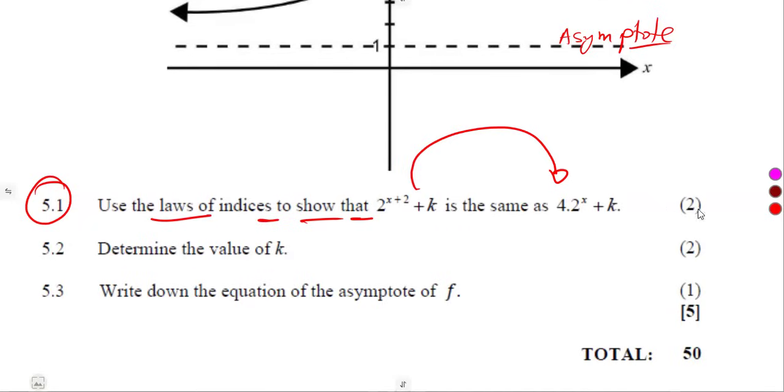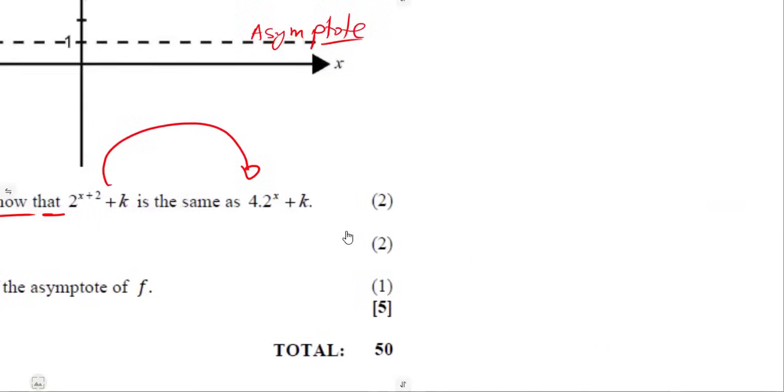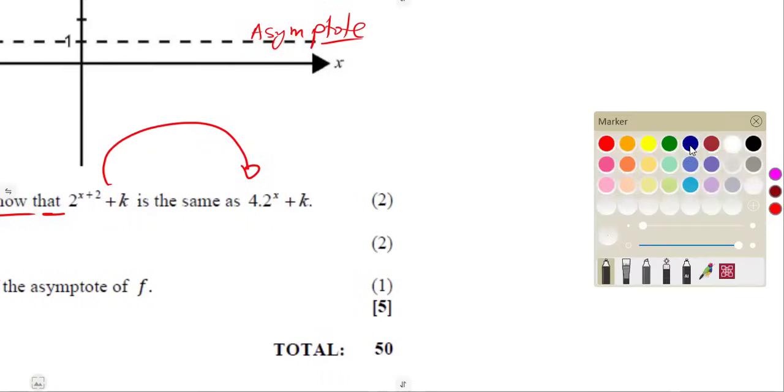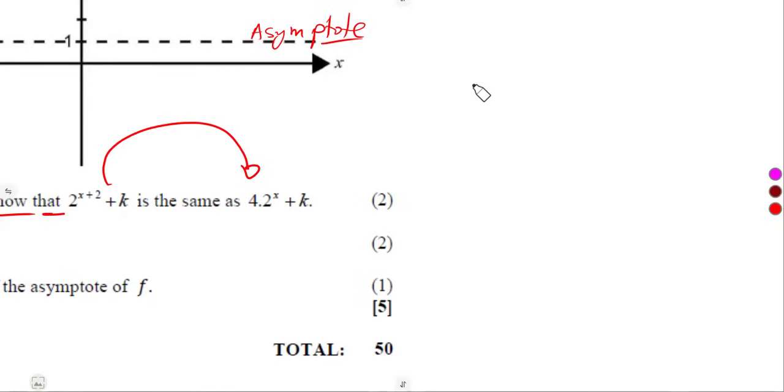Use laws of what? Indices, laws of exponents. Go back to the laws of exponents. That is the question. How can we rewrite 2 to the exponent of x plus 2 plus k like this? How is that possible? Remember our laws of exponents, like I said before.